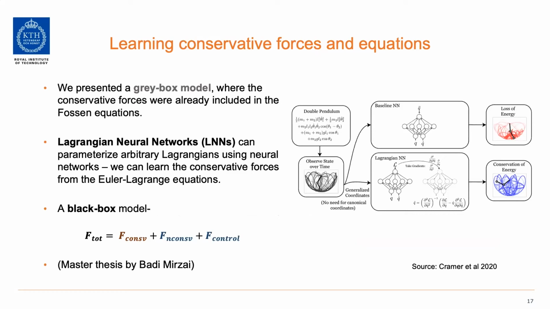However, there is a method called Lagrangian neural networks where we can learn these Lagrangians, and then we can derive the conservative forces using Euler-Lagrange equations. In that case, we can have a black box model where all the forces can be represented by the conservative forces, the non-conservative forces, and the control forces.